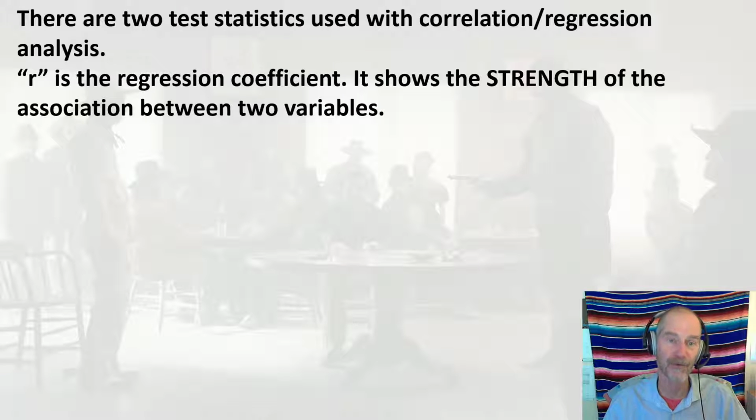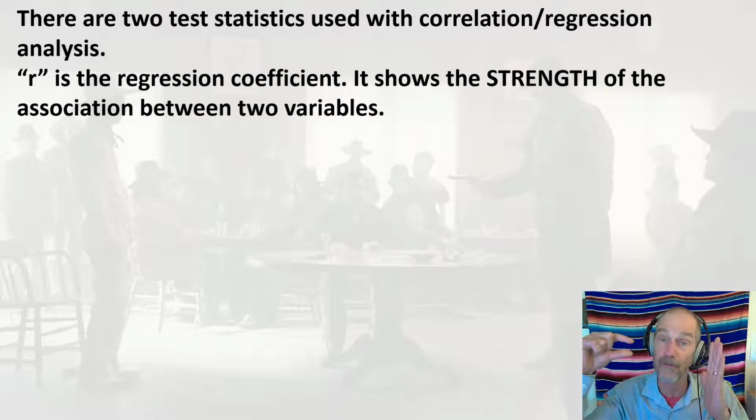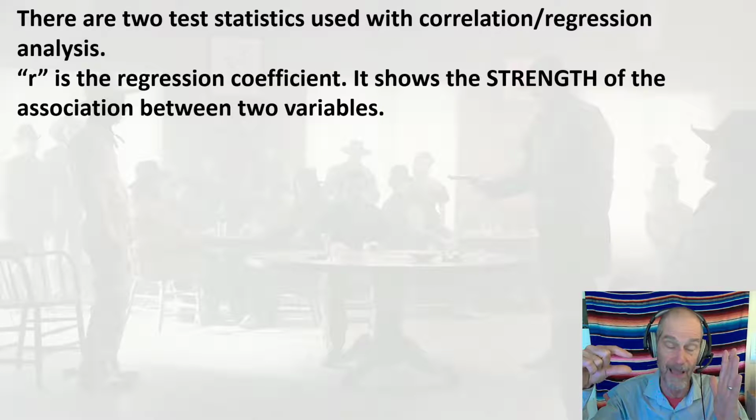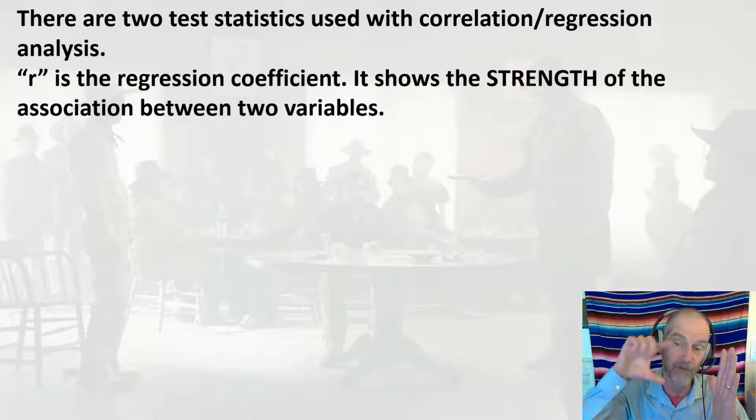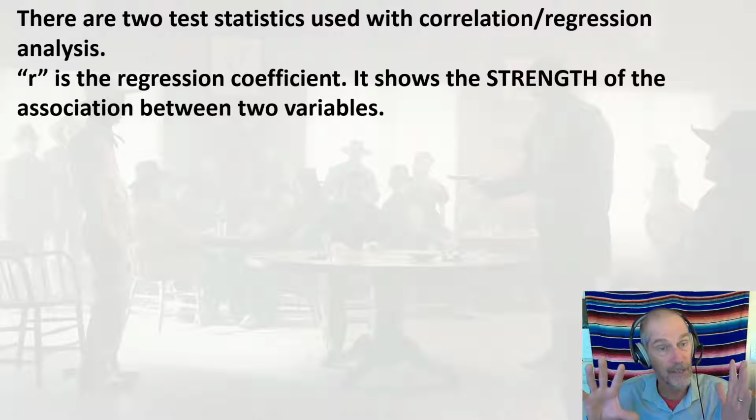R is the regression coefficient. That's what its title is, R. And this shows the strength of the association between two variables. Graphically, in a scatter plot, if all your dots cluster along a line, that's a strong correlation, and R is a measure of that. If you have a line, but the dots are scattered far away from it, that's a weak correlation. And again, the R value will reflect that.